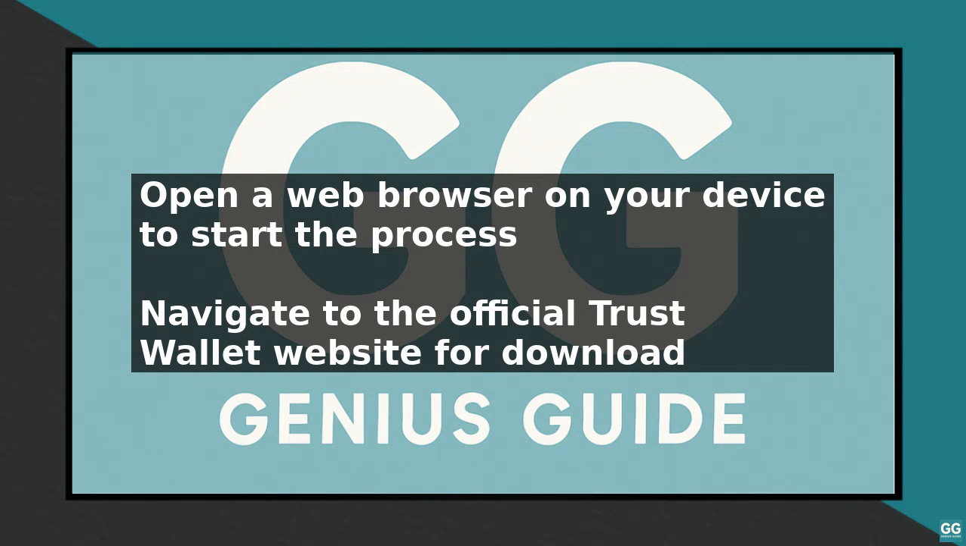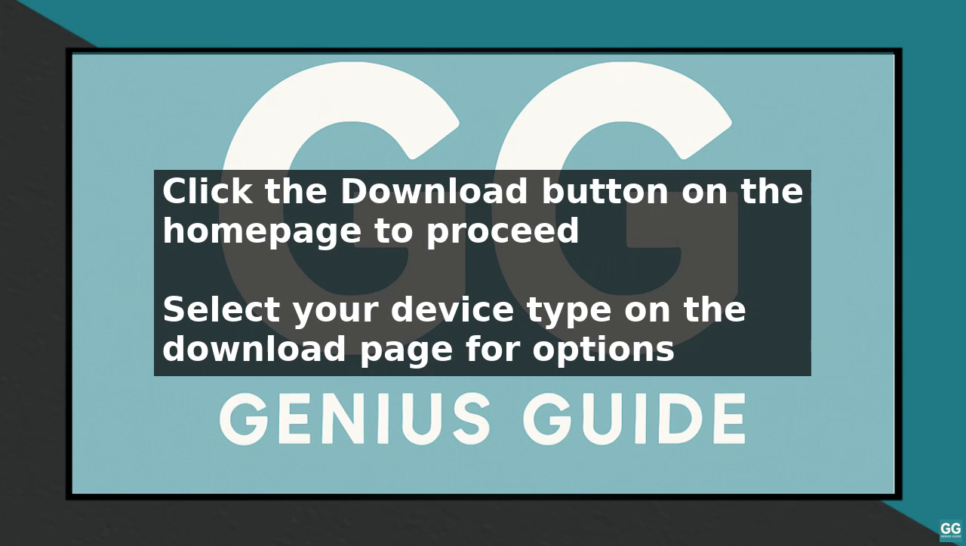To download the Trust Wallet installation, start by opening a web browser on your device, such as Google Chrome or Safari. Navigate to the official Trust Wallet website by typing trustwallet.com in the address bar and press Enter. On the Trust Wallet homepage, click on the Download button, which is usually located at the top right corner of the page. This will take you to the download page where you can select the type of device you are using, such as Android or iOS.